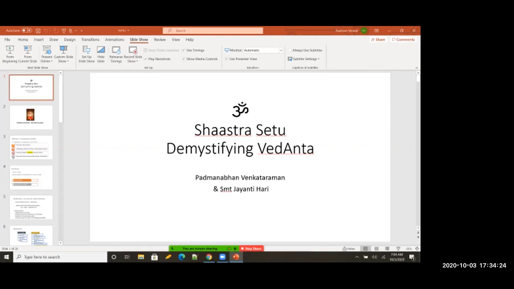So today's speakers will be Sri Padmanabhan B, who will introduce us to Vedanta and how it relates to Vedas, Darshanas and Shaastras, its key source texts and why it is a theory and not a belief system. Then we have another speaker, Srimati Jayanti Hari, who will outline its key concepts and doctrines. She will also present different flavors of Vedantic thought and its relevance today. So I would like to hand over to Sri Padmanabhan V.